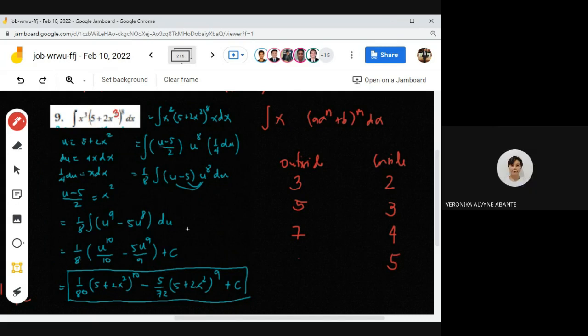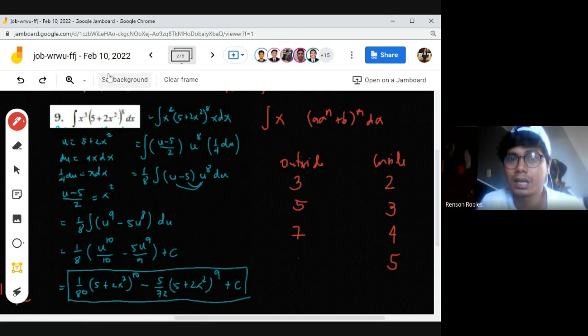Nagkakaintindihan ba tayo? Nagkakaintindihan. Yes po. Ang sinasabi ko is the method and the processes are specific for different forms of the integrand. That's what I'm teaching you, not the example. Not the example, ha? So if the power of x here is 5, so yung nasa loob, dapat yung nasa labas should be 9.